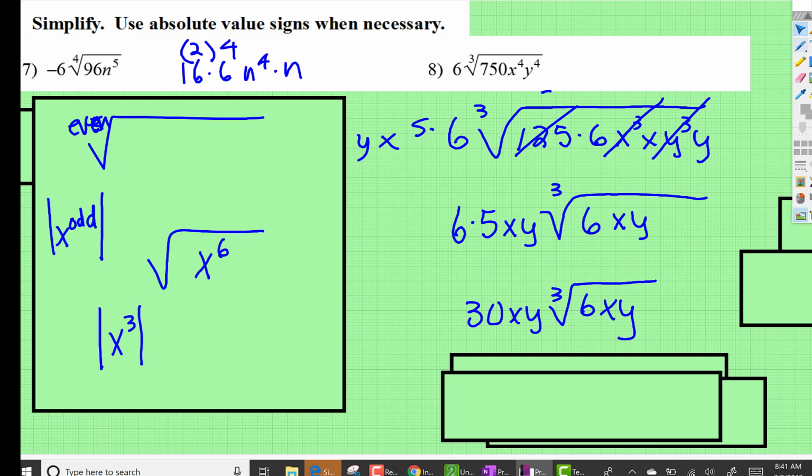And, oh, by the way, since this is an odd root, notice we did not have to put absolute value bars there. We did not need to do that. All right, that's it.